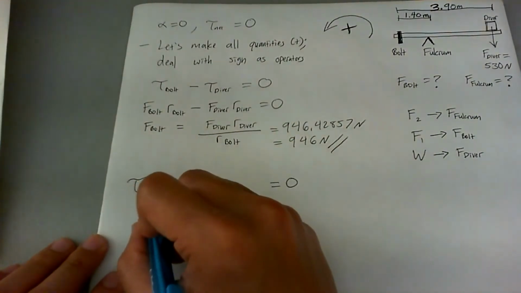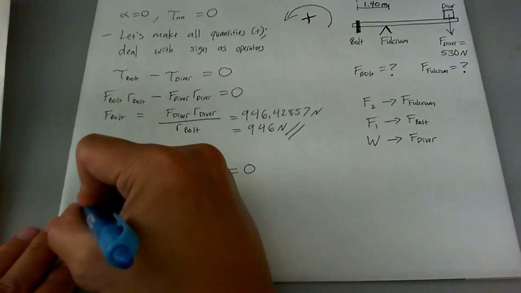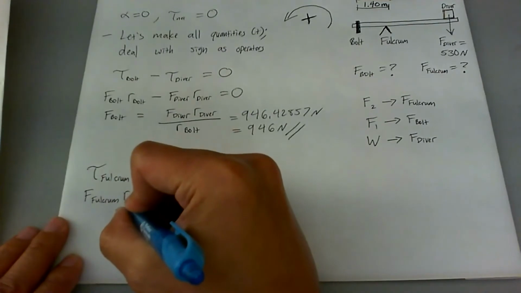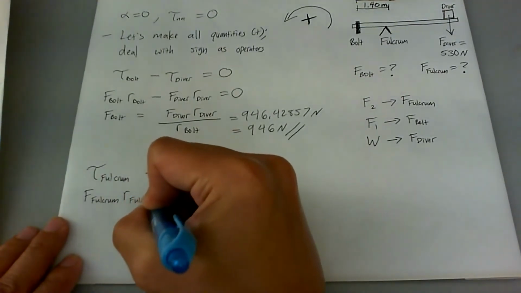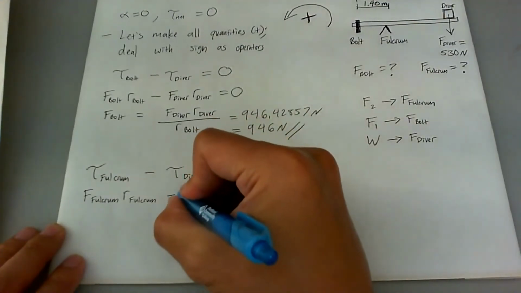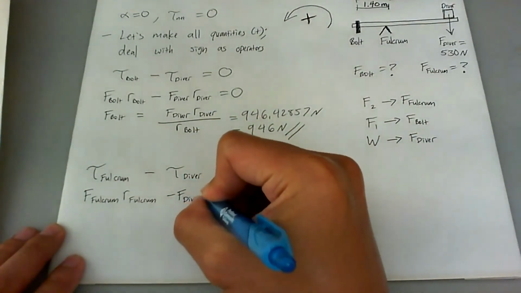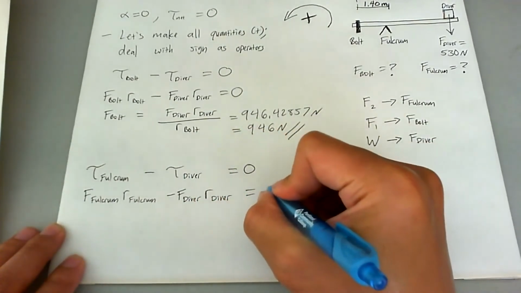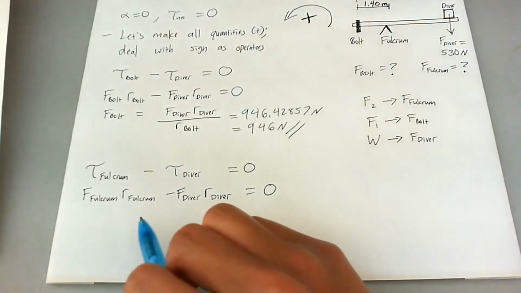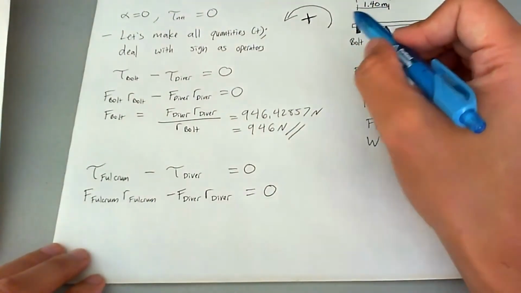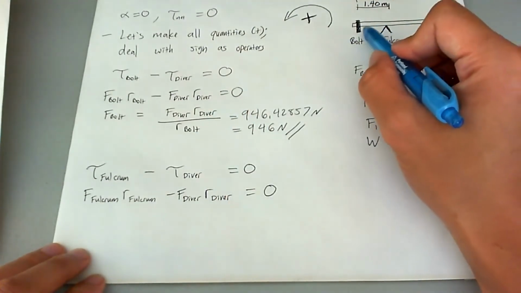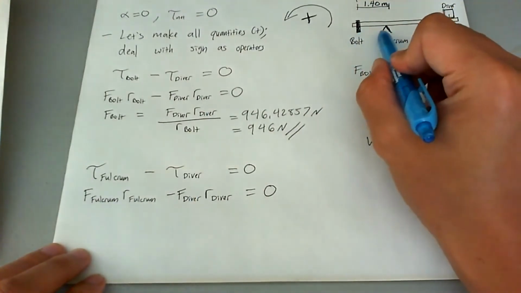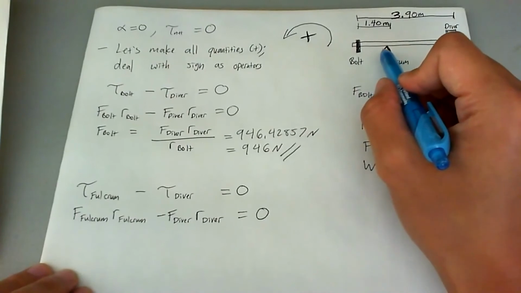Now let's break it down into F's and R's. We're going to have force of the fulcrum times R of the fulcrum minus force of the diver times R of the diver equals 0. Again, let's be careful. In this case, R of the fulcrum is actually the same as R of the bolt because of our change in reference point. R of the fulcrum is the distance between the fulcrum and the reference point, which happens to be where the bolt is. So it's going to be 1.4 meters.